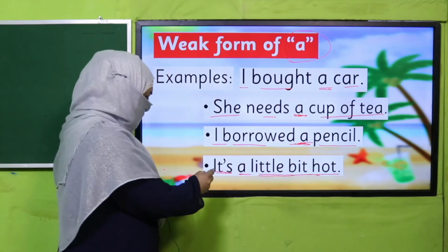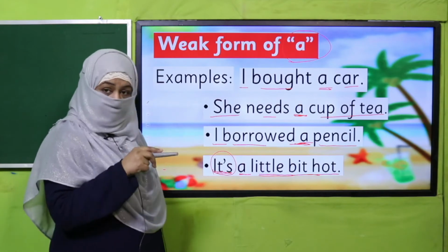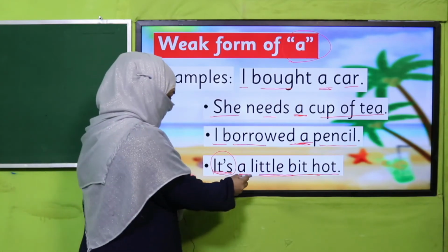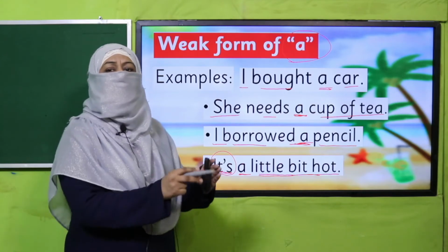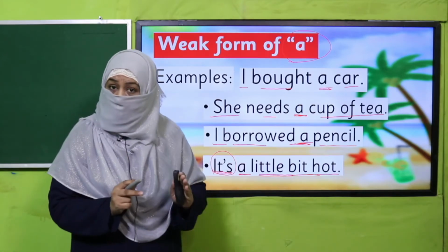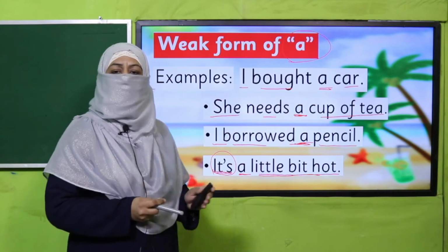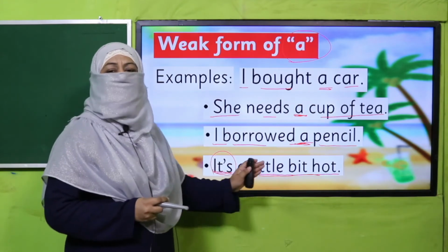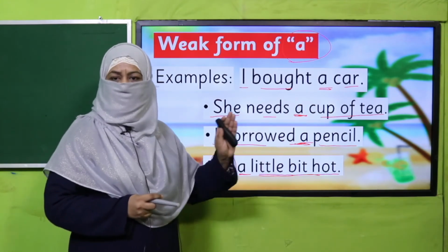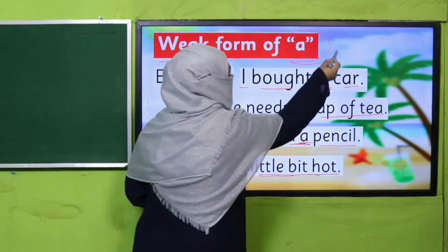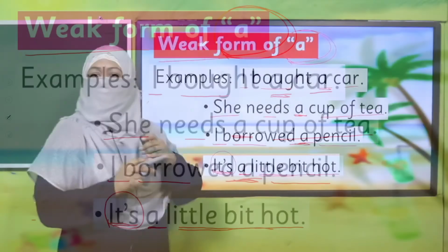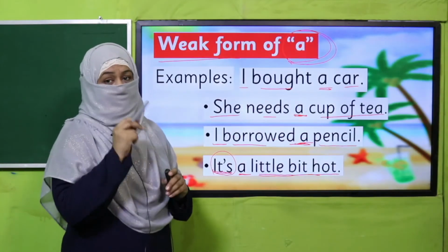Now you see there are two weak forms. "It's" is also a weak form, as we just discussed. It's a little bit hot, right? I'm not saying "it is a little bit hot." This is the strong way. So when we say it in the weak form, we say it's a little bit hot. Do you understand? So this is the weak form of A when we say it speedily, but still it's there.